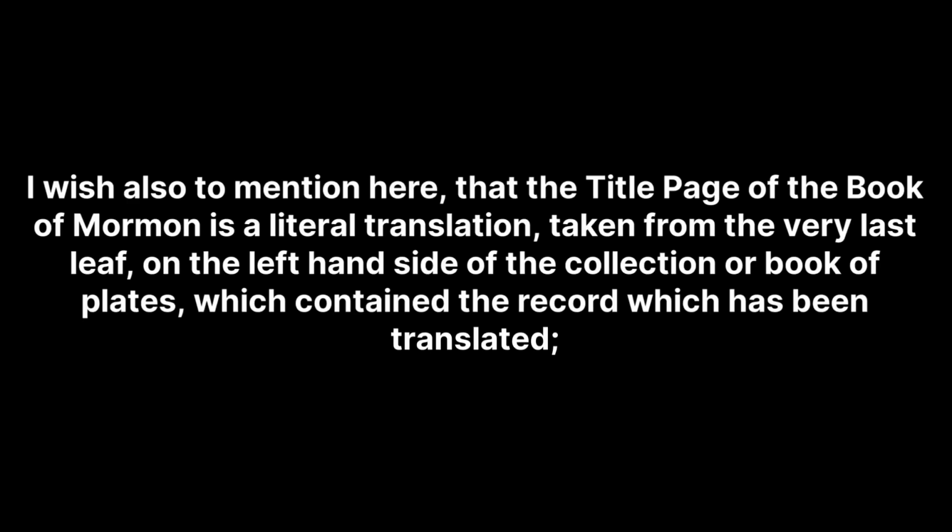So Joseph Smith actually explains in draft 2. This was a printed History of the Church thing. It is not in the Pearl of Great Price, because we're kind of beyond that now. But Joseph Smith explains where this came from. So this I'm taking from draft 2. It says, I wish also to mention here that the title page of the Book of Mormon is a literal translation taken from the very last leaf on the left-hand side of the collection or book of plates, which contain the record which has been translated.